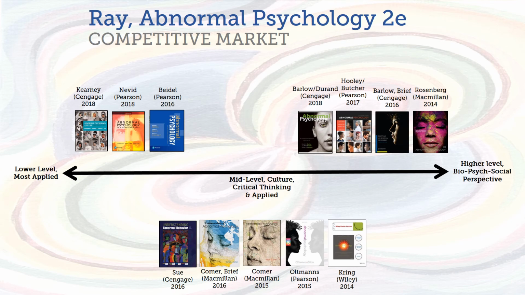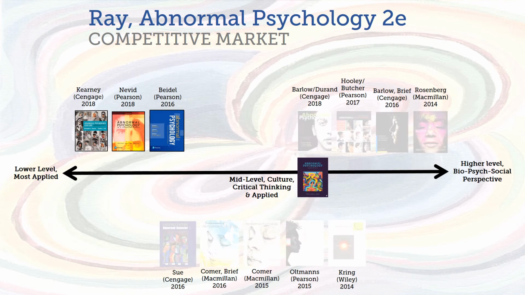Let's take a look at the competitive market for Ray. You may have noticed that the abnormal market is pretty crowded. We also want you to notice that Ray falls close to the middle of the competitive spectrum. This opens up lots of opportunity for you because Ray's 16 chapters will appeal to users of brief and comprehensive books.